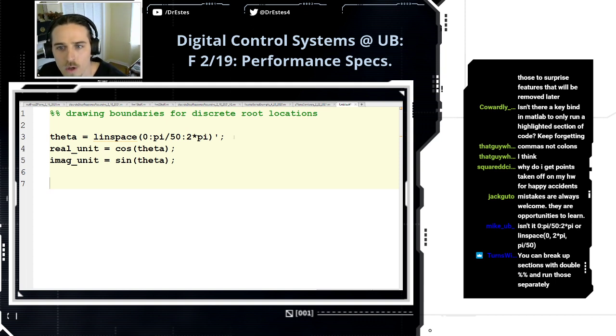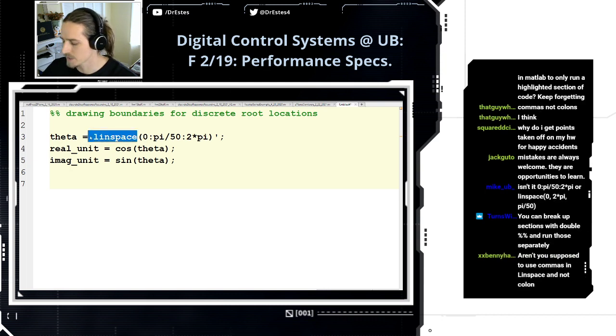Isn't it 0, pi over 50, to 2 times pi? Oh my goodness. I'm mixing, you're totally right. I'm mixing commands here, which I shouldn't do. I don't need linspace here, because I'm kind of doing the work myself. Aren't you supposed to use commas in linspace? Yeah. This is off to a fantastic start. Okay, thank you guys. I was like, why is there an orange underline there?